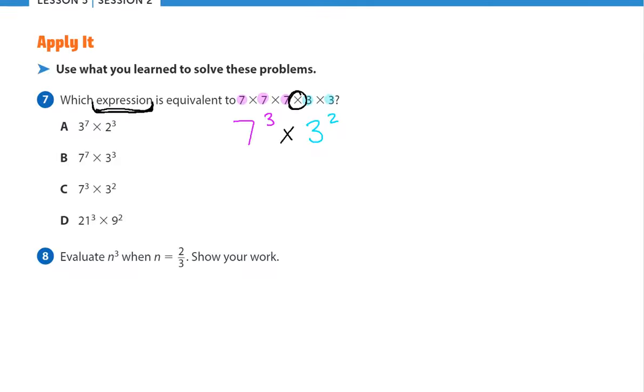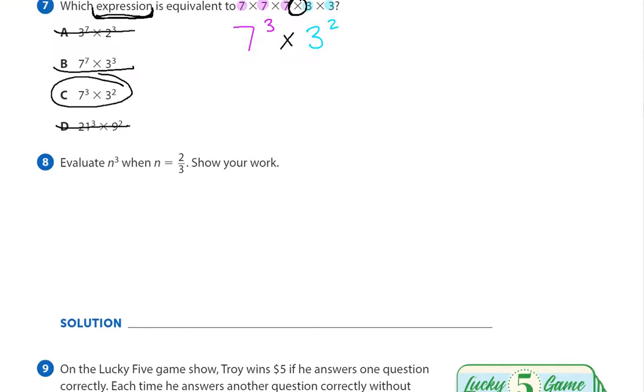Okay, so where is that on here? Not that one. Not that one. Not that one. It's that one. Hooray, we found it. There we go, pretty simple.